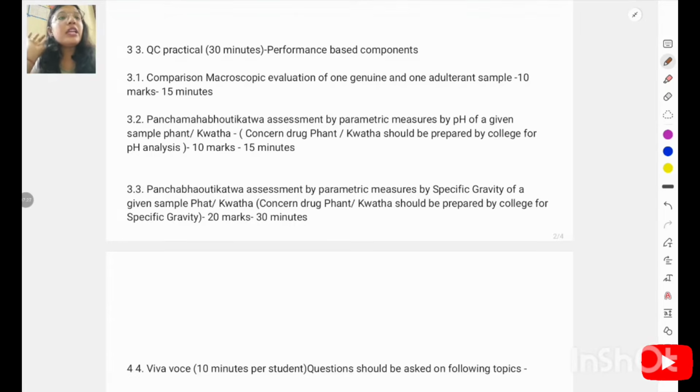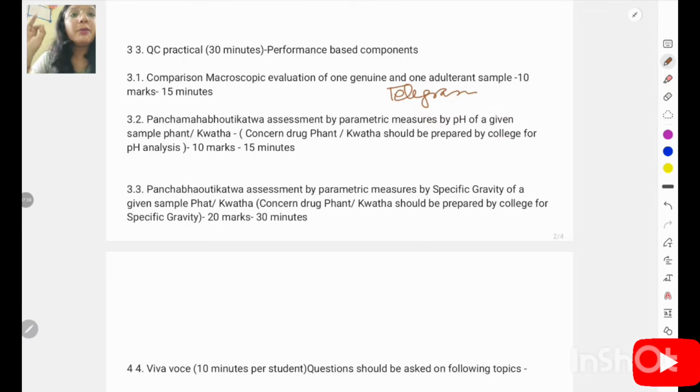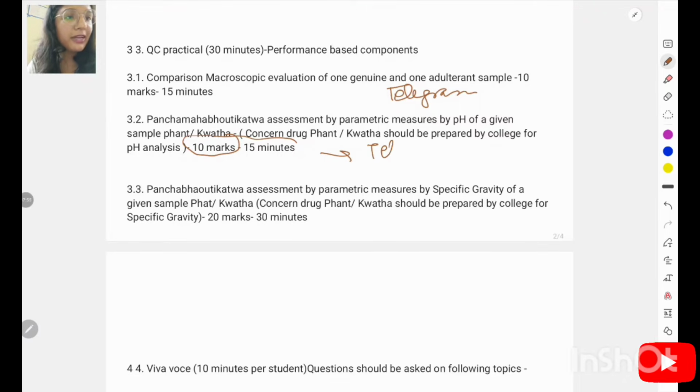Some lists of genuine and adulterated drugs I will share on our Telegram channel, so you can see them from there. Next is the Panchamahabhautikta assessment by parametric measure of pH of a given sample or kvata. The concerned drug plant and kvata should be prepared by the college for pH analysis. This carries 10 marks, and I will share the best PPT for this on Telegram. Through it you can see the important pH points, which points they can ask questions on, and how we examine pH.